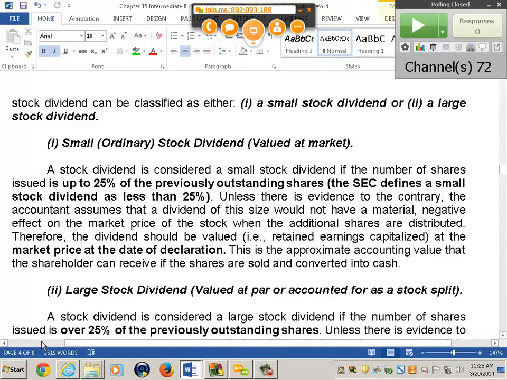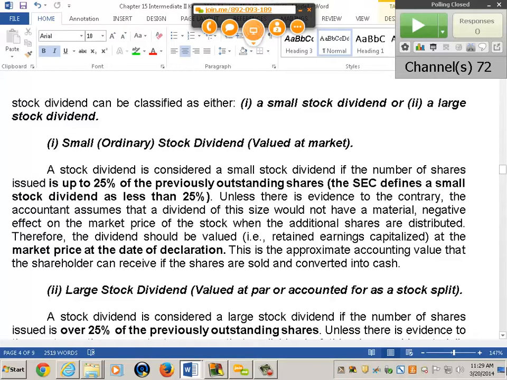And you use the market price on the date of declaration. Okay, so if you have a stock dividend that represents up to 25% of the previously outstanding shares, price declines, yes, but it's not considered material enough unless there's evidence to the contrary to negate the use of the market price. Market price is going to be used on the date of declaration. The closing price on that day is the price that we would use to value the stock dividend. Now, stock dividend valued at market is the only way you can do this under IFRS.